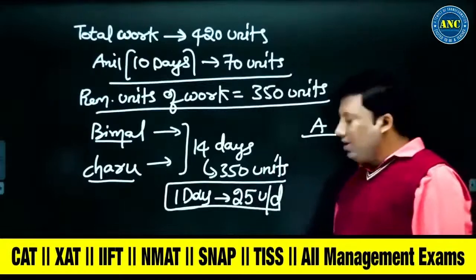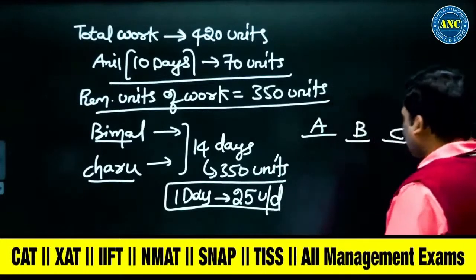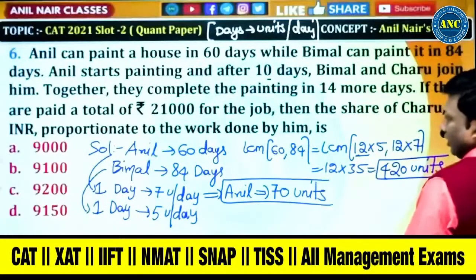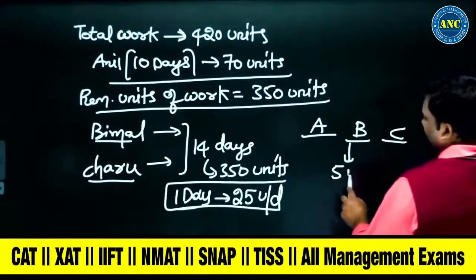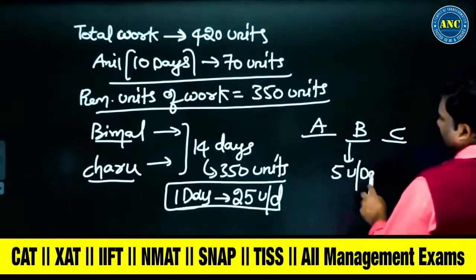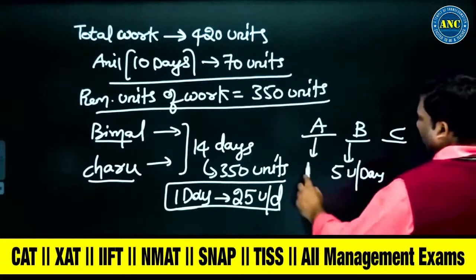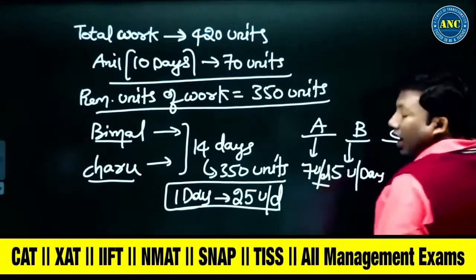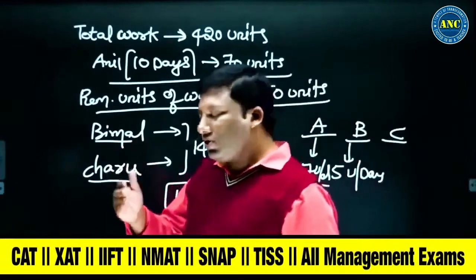Are you all with me? One day, 25 units per day. Almost you got the answer. So one day, 25 units per day. One day, Bimal will do 5 units per day. So B and C together, A will do how much in total? 7 units per day. That means after Anil did the painting for 10 days, Bimal and Charu joined.